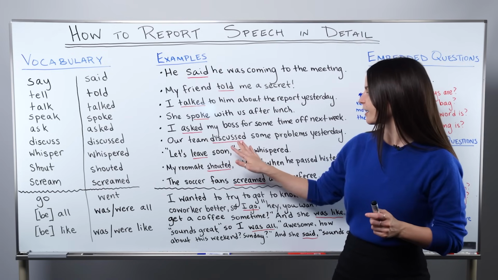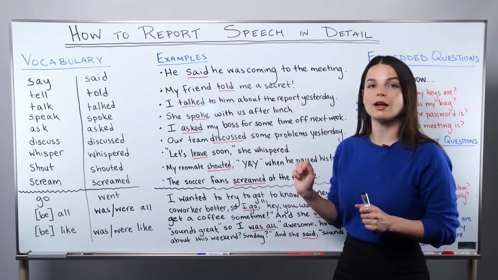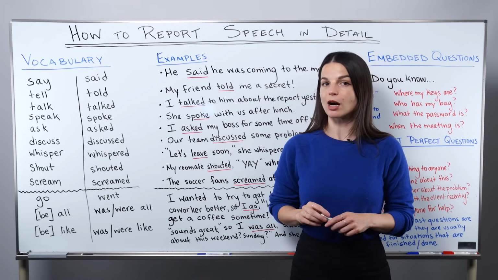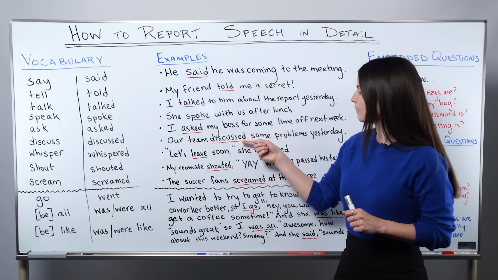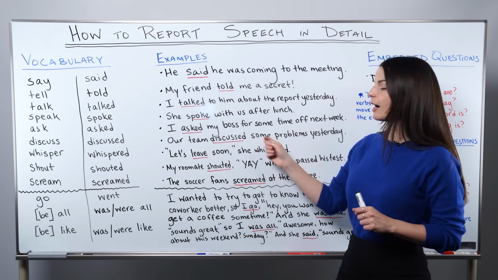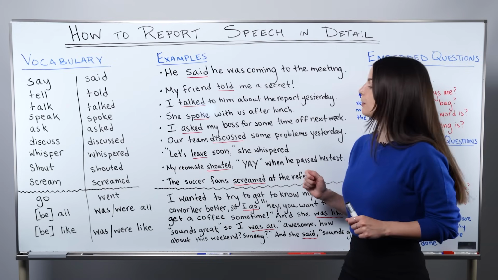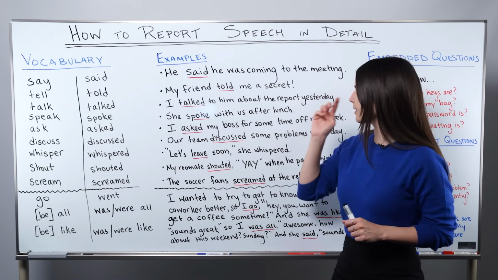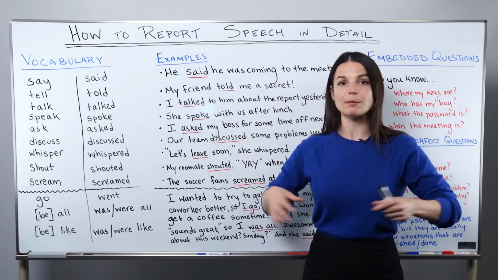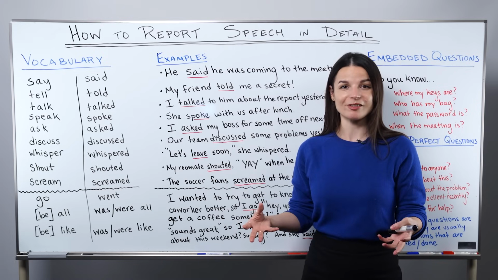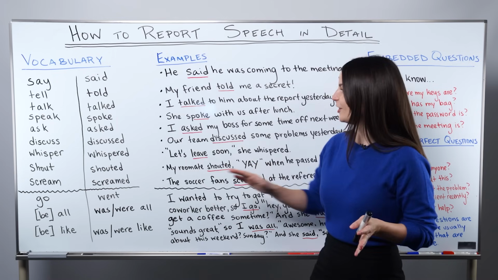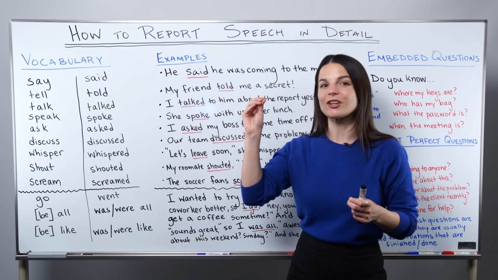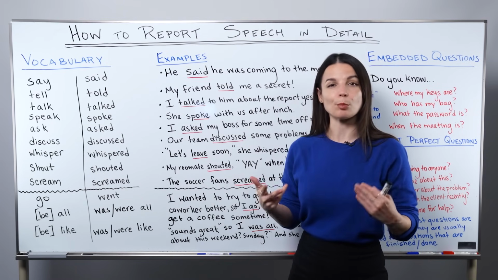Our team discussed some problems yesterday. So here we have past tense discussed, and we have a noun phrase after it, some problems yesterday. Okay, so our team discussed some problems yesterday means our team talked about some problems yesterday. So what's the difference between discussed and talked about? As I mentioned, discussed sounds more professional. It sounds more polite, a little more polished.